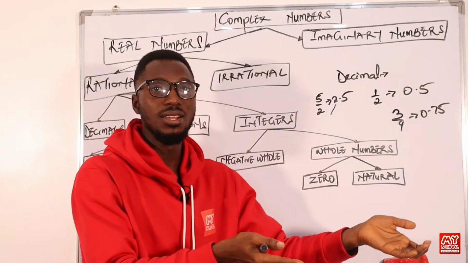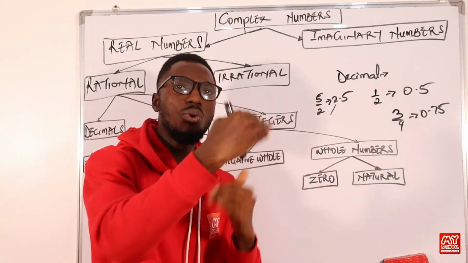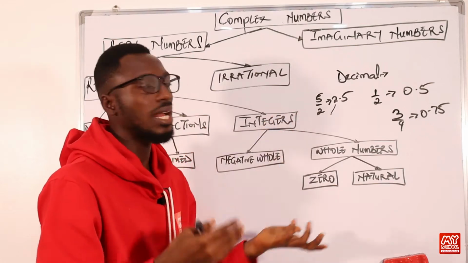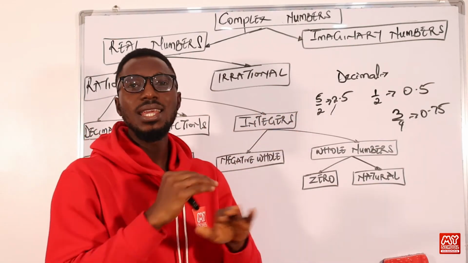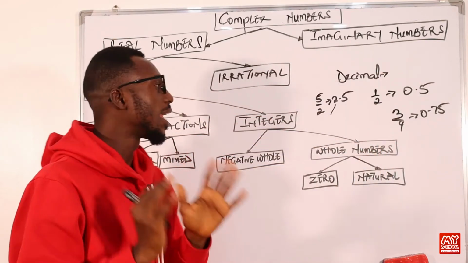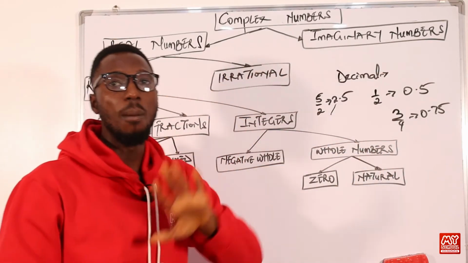sometimes it terminates immediately, sometimes it goes on after repeating the same sequence or after some certain expression. And there are times that it doesn't even repeat and it continues flowing. In such a situation, it becomes an irrational number.